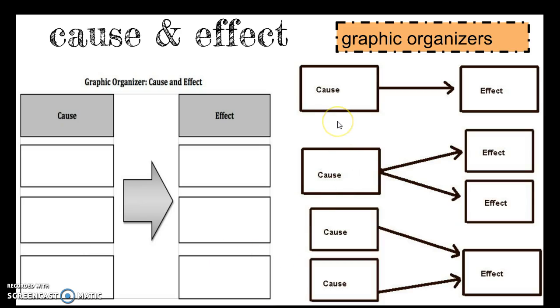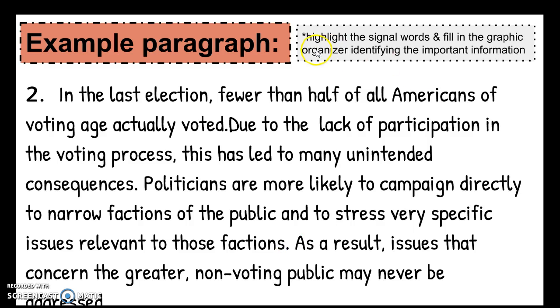We also have one cause leading to another effect. We could have one cause with 2 different resulting effects, or 3 or 4. We might have multiple causes that all lead to one effect. So there's not really one right or wrong way of completing the graphic organizer. It really is dependent upon the information that you're reading. So in our next example paragraph, you're going to go to the booklet foldable, find the example for cause and effect. You're going to highlight the signal words that we just went over, and then create or fill in the graphic organizer that we put there for you using the information that's important.